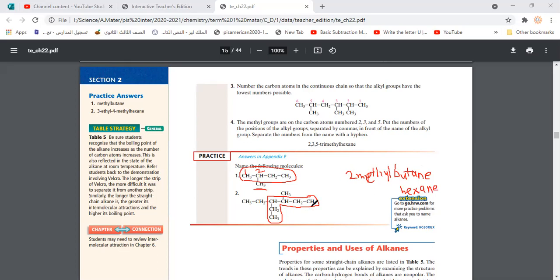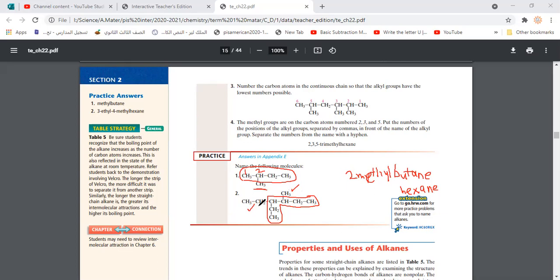Do we have branches here? Yes, we have this branch and this branch. Are they the same or different? They are different. Here we have a methyl group, while here we have an ethyl group because they are 2 carbons. So 2 carbons mean ethyl. 1 carbon, methyl. So that's methyl and that's ethyl.